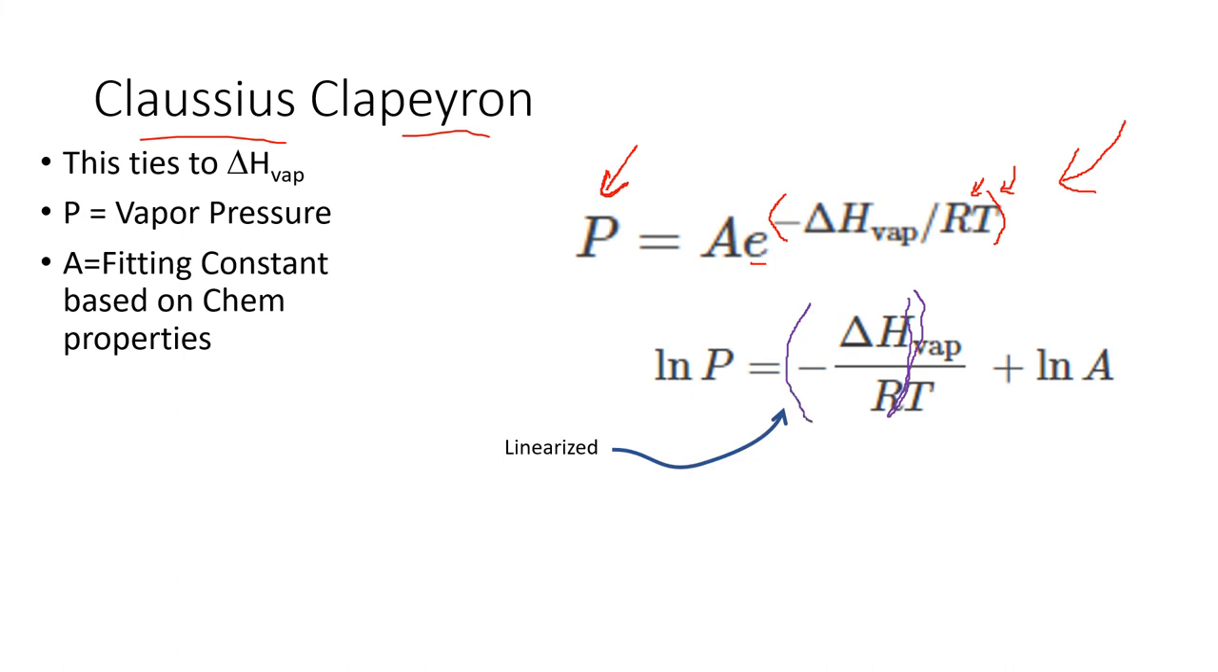So what I want to do is think of that negative delta H over R. It's like my m in y equals mx plus b, right? So this is my y, and this is my m, and then 1 over T, you'd have to be careful and plot reciprocal temperature instead of just temperature. That's my independent variable, my x. And now I've got plus b.